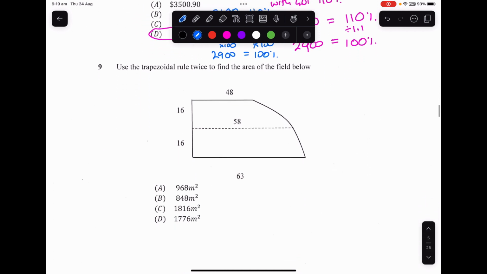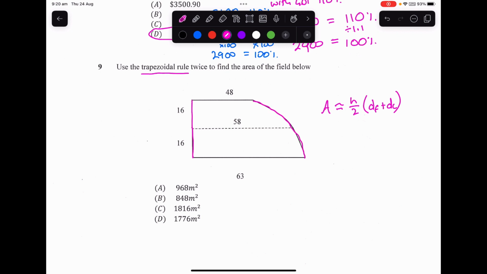All right, use the trapezoidal rule twice to find the area of the field below. So the trapezoidal rule, remember, is on your formula sheet, and it looks like this. It says area approximately equal to h over 2, dF plus dL. Remembering that your h is your perpendicular height, the side across from your curve.